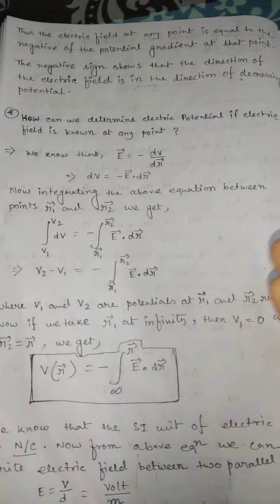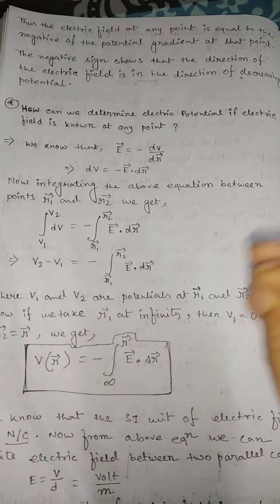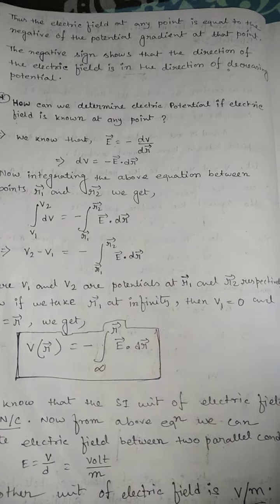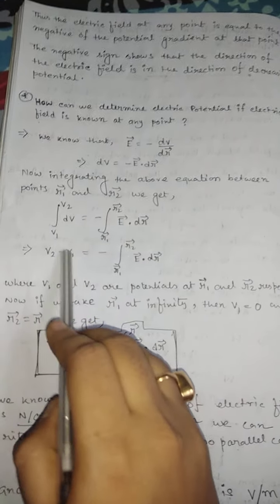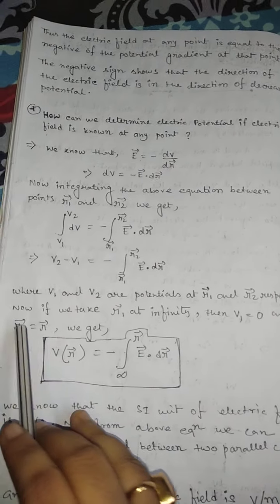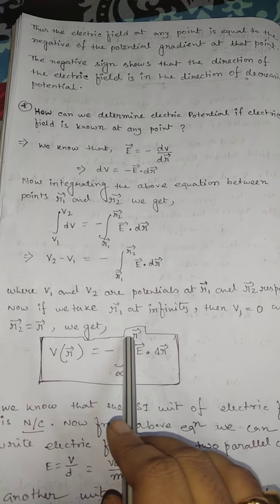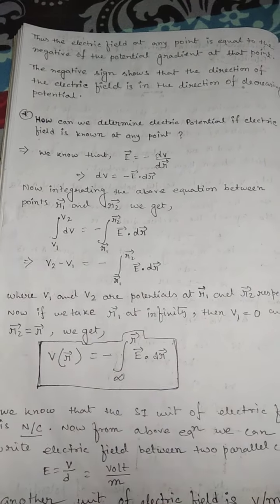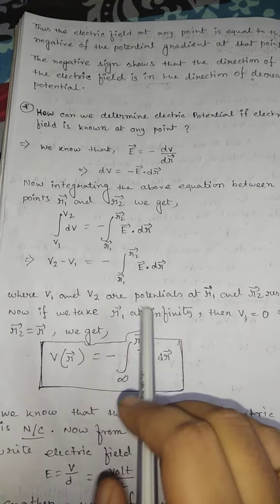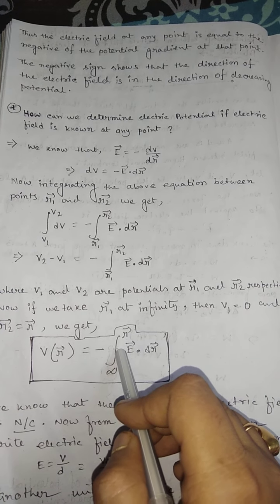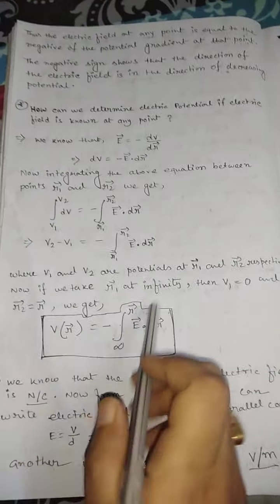Now, we know that at infinity the potential is 0. If we consider the first position R1 at infinity, then V1 is 0. So in this equation only V2 remains, which we consider as V of R. V of R equals minus the integral from infinity to R of E dot dr, because R1 is situated at infinity. Using this relation, we can determine the electric potential if the electric field is known at any point. This is the integral form.